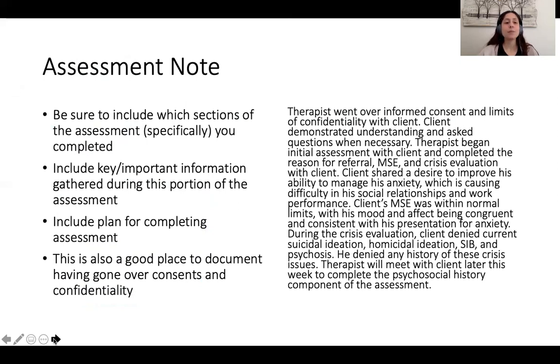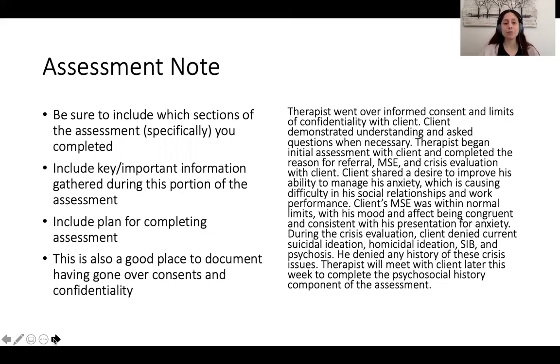So here's an example of what a non-GIRP note might look like for an assessment session, and it's on the right. Okay, on the left, I have things to include. Once again, remember that the length and substance of the note needs to justify the time spent during the session. And even though you're not writing it in GIRP format, it can still be helpful to try to structure it in that way, just minus the goal.